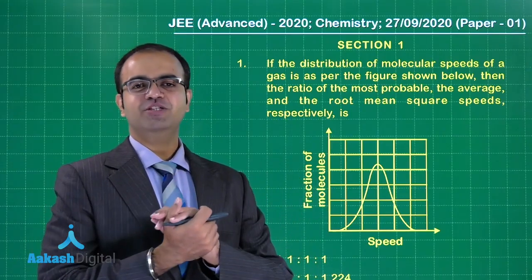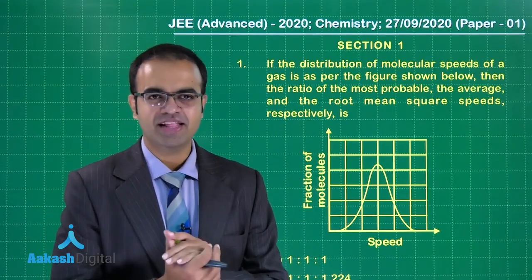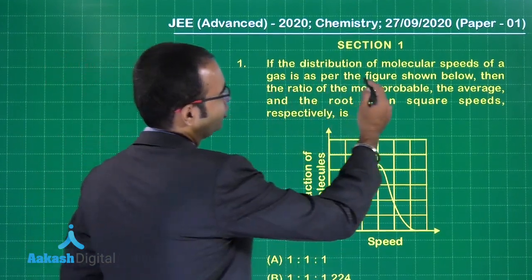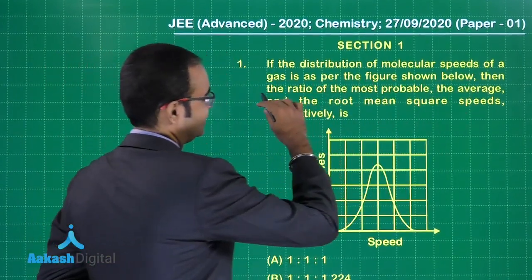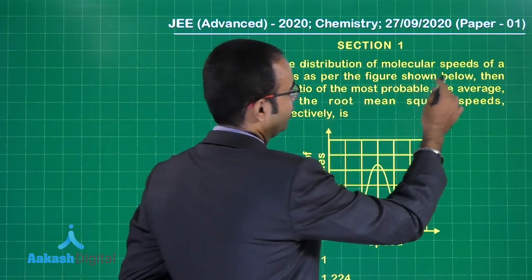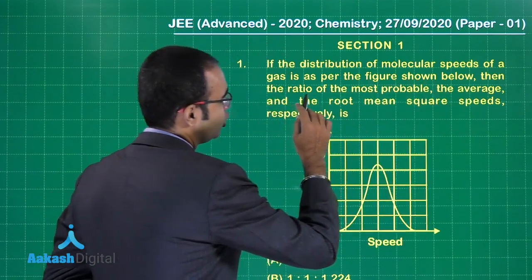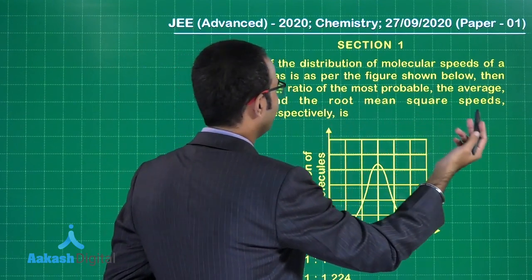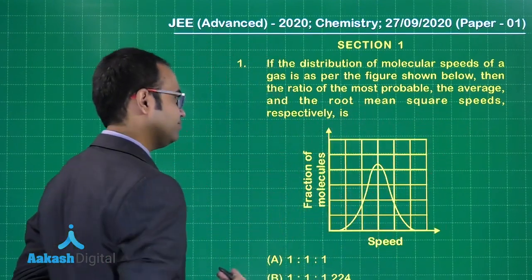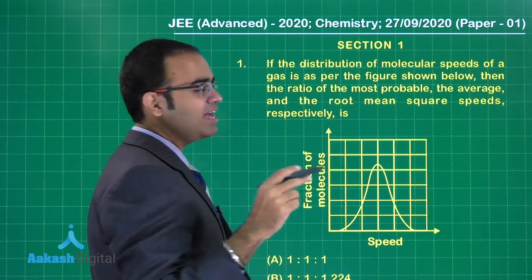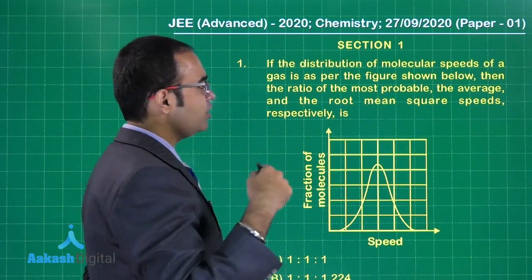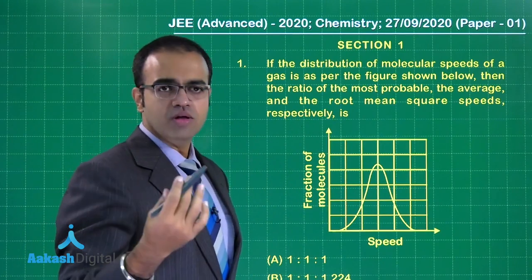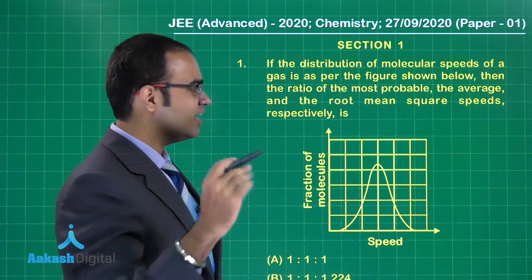So let us solve the first question, guys, of paper 1 chemistry. If the distribution of molecular speeds of a gas is as per the figure shown below, then the ratio of most probable, the average, and the root mean square speeds respectively is. So we have to get the answer from the graph, guys. Don't go by the equation for the velocities and get the answer. That will give you the wrong answer.